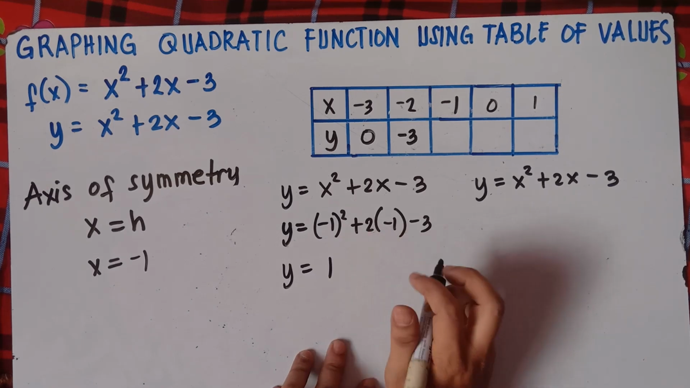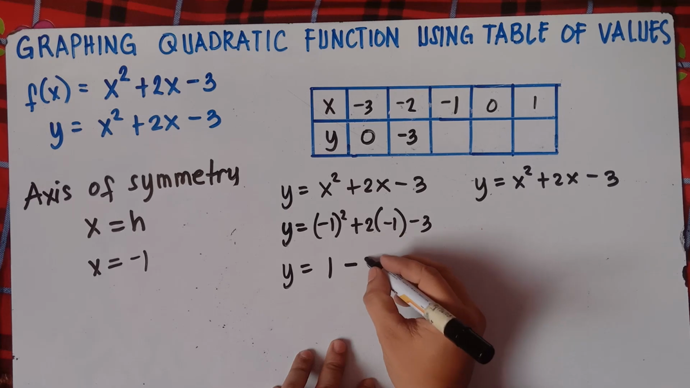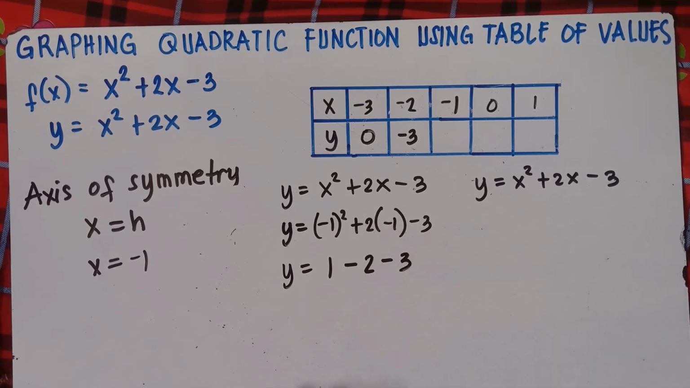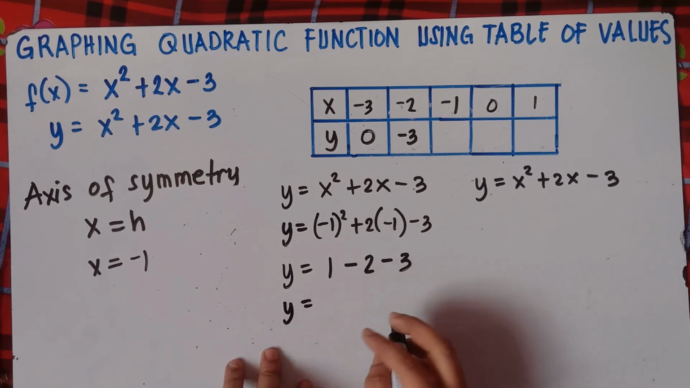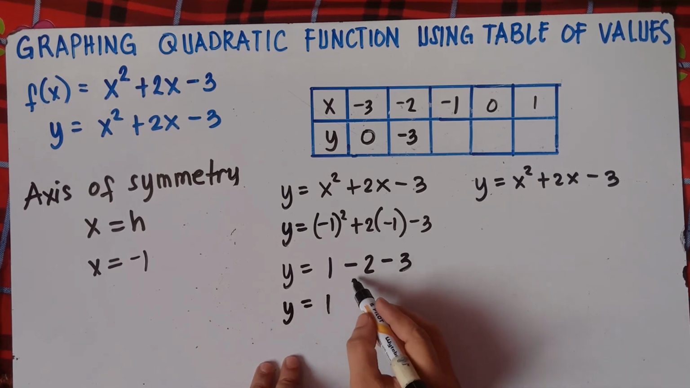Positive times negative, that would be negative. 2 times 1 is 2. Then minus 3. Alright, so you have two solutions, class. It depends on you. Which do you prefer? If I will be the one who will answer this one, I will copy y, then copy 1. Then I will combine this one, class.